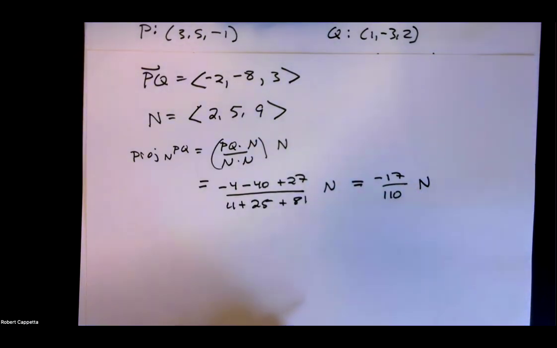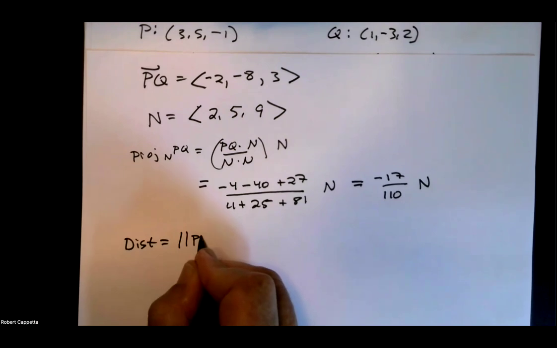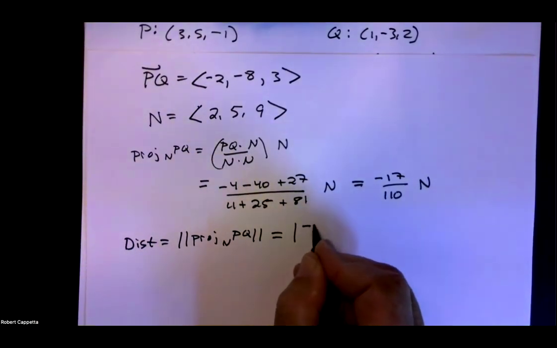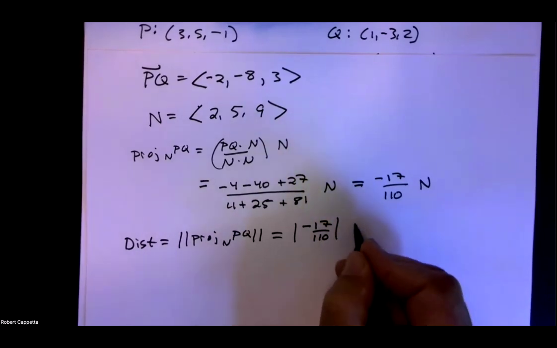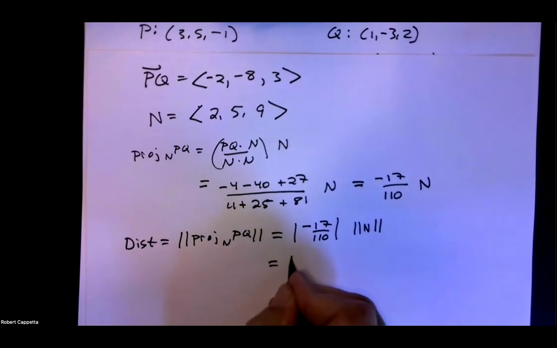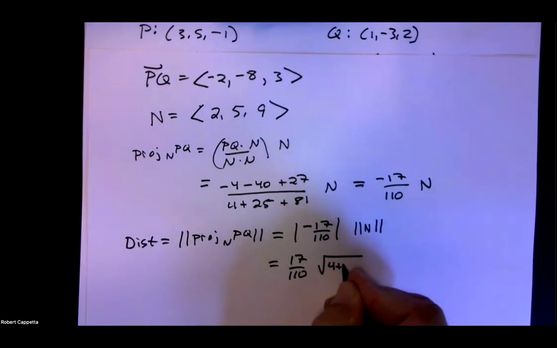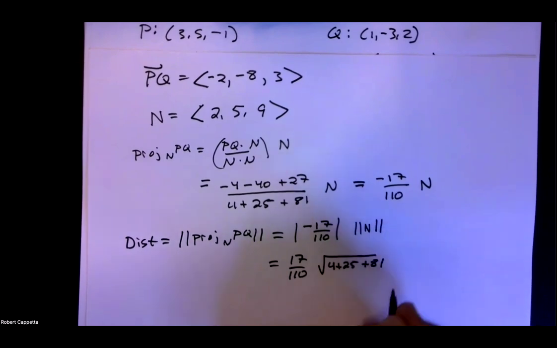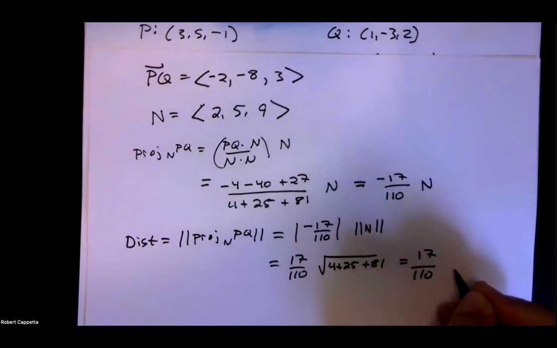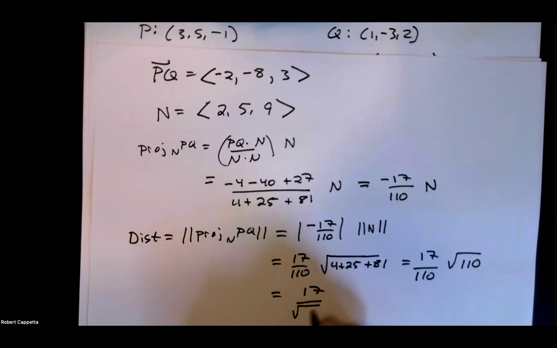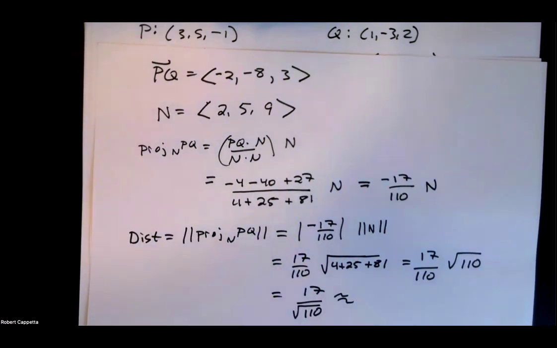So the distance between the 2 skew lines is going to be the magnitude of that projection. The distance is going to be the magnitude of the projection of PQ onto N, which will be the absolute value of negative 17 over 110 times the magnitude of N, which is 17 over 110 times, again, same thing we did before, the magnitude of N, the square root of 4 plus 25 plus 81, which is 17 over 110 times the square root of 110, or if you prefer, 17 divided by the square root of 110, which is approximately how much? 17 divided by the square root of 110 is about 1.62 units.